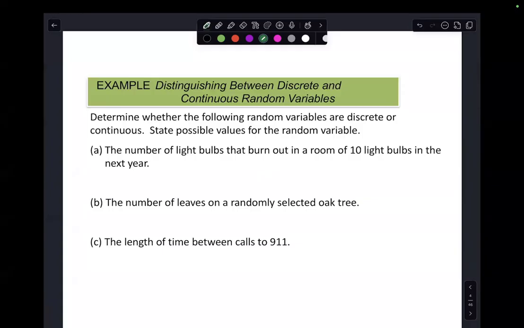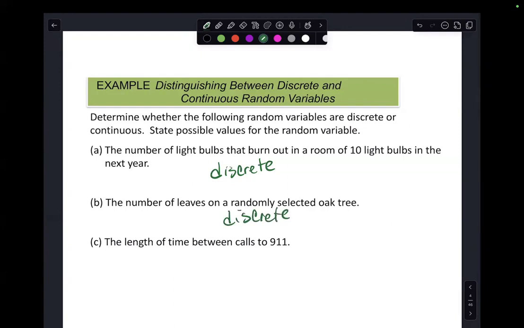So we're going to talk about whether they're discrete or continuous. The number of light bulbs that burn out in a room of 10 light bulbs, I'm not going to have 3.5 light bulbs burn out. I might have 3 light bulbs burn out. So this would be discrete. The number of leaves on a randomly selected oak tree. Though I don't like counting them, you're most likely not going to lose 1 7/8 of a leaf. You're going to lose 1 leaf, 2 leaves, 1,000 leaves. So this would also be discrete.